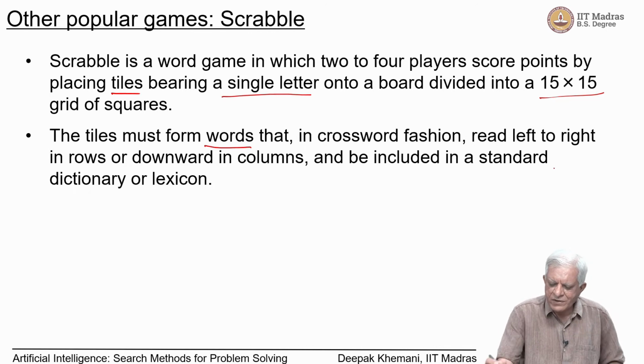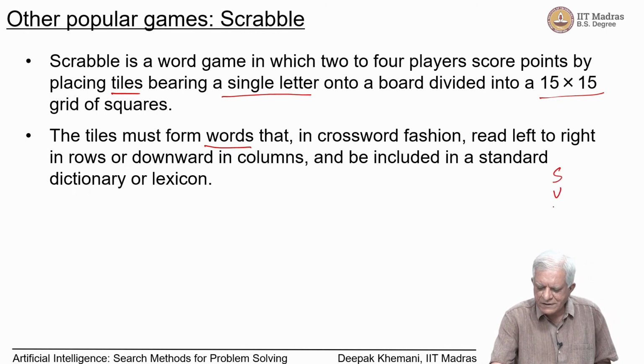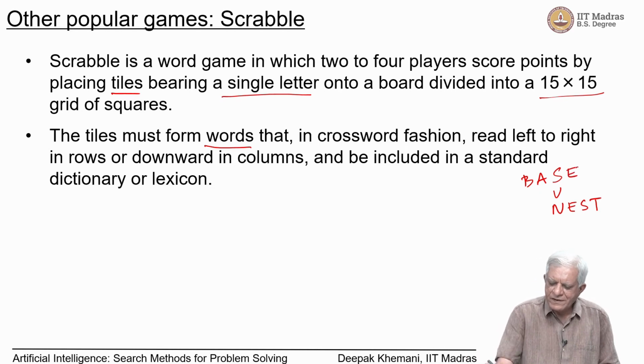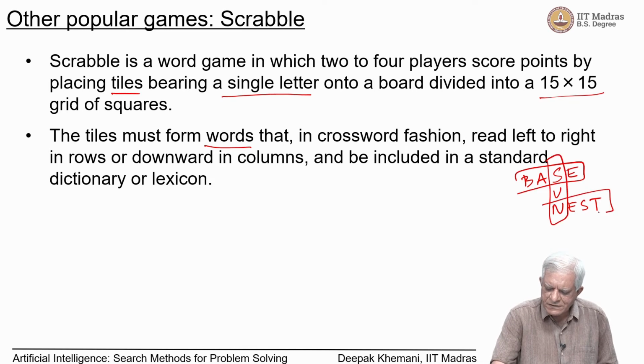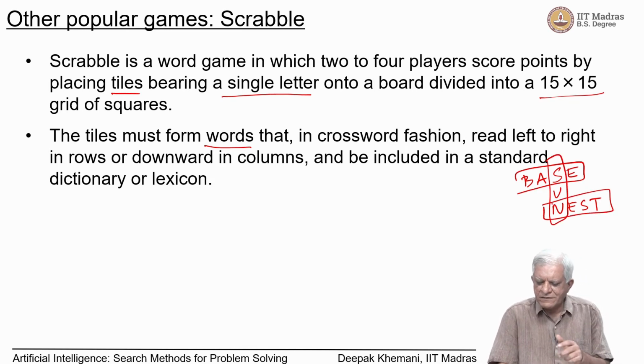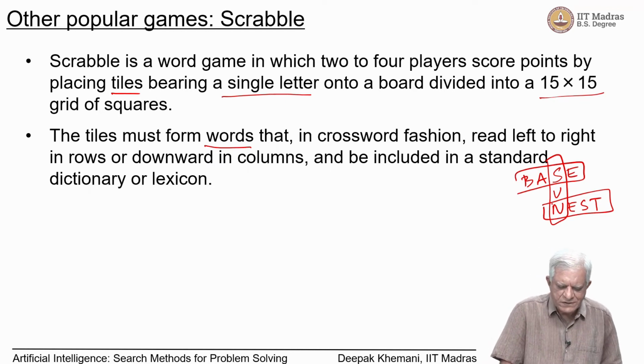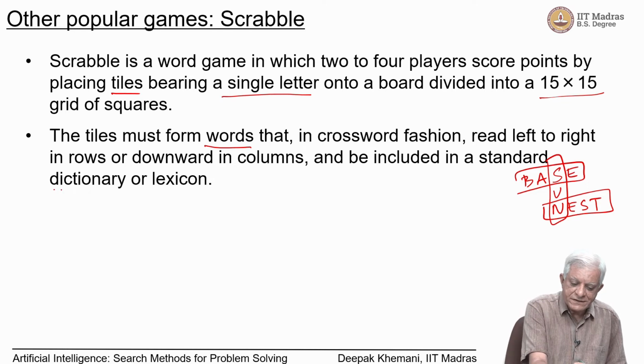So, you can have one word, for example, you can have sun like this, and then you can have something like nest here, and you can have something like vase here. So, they must be all connected with each other. This is one word and that is another word and this is the third. So, you can only make a word which connects to the existing word, and there are rules that I am sure you are familiar with, but they must come from a standard dictionary or a lexicon.